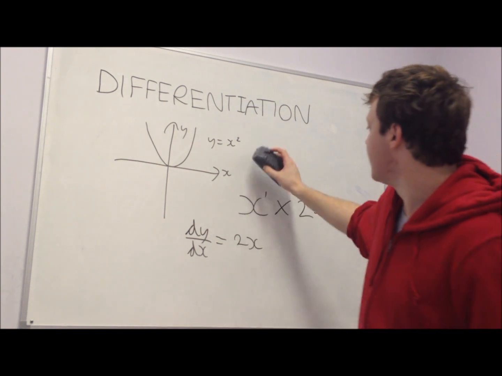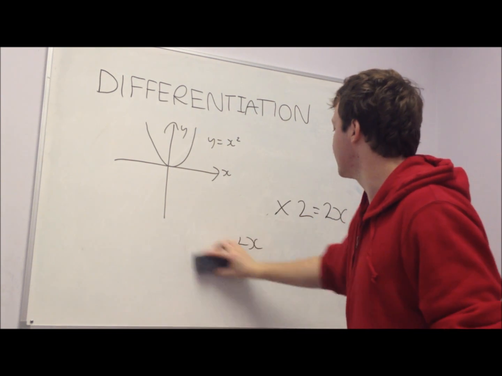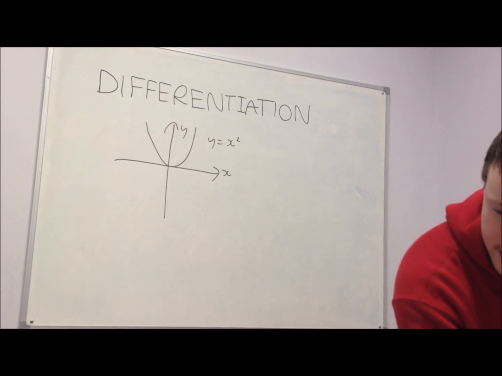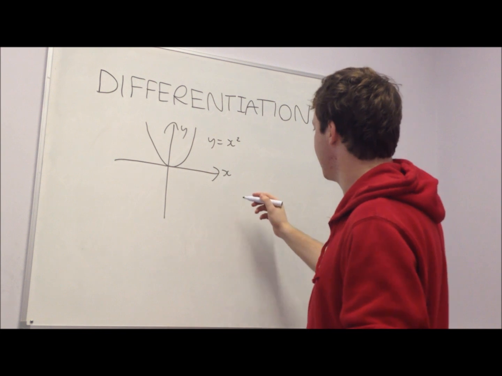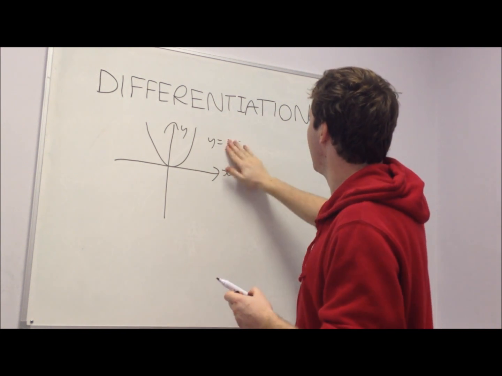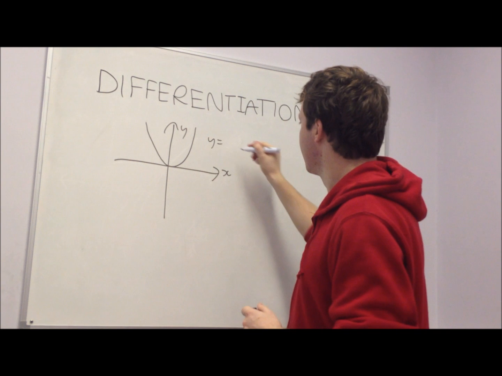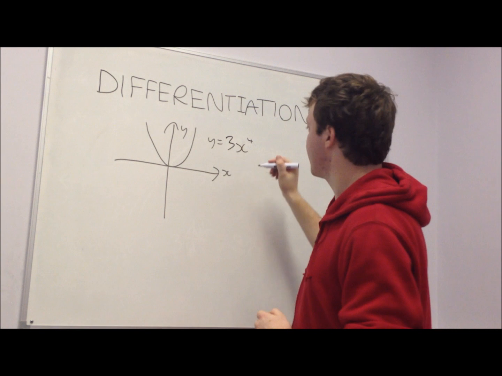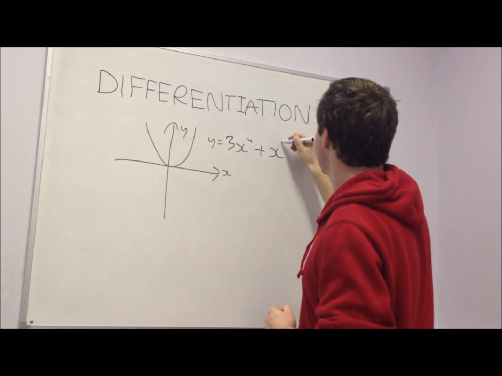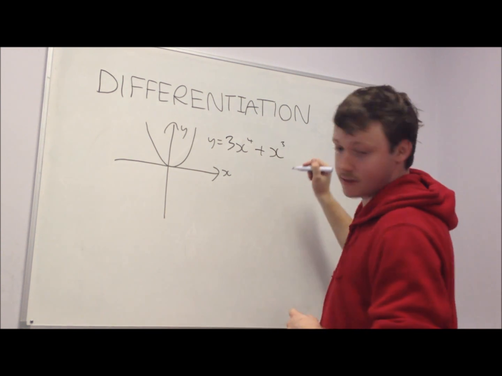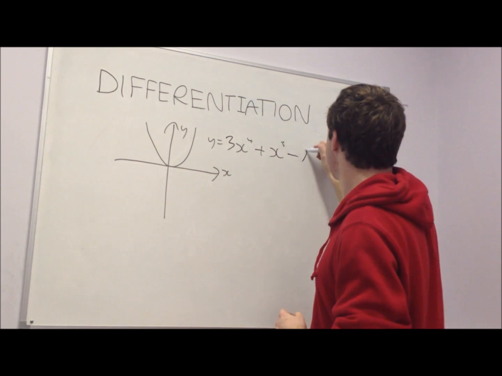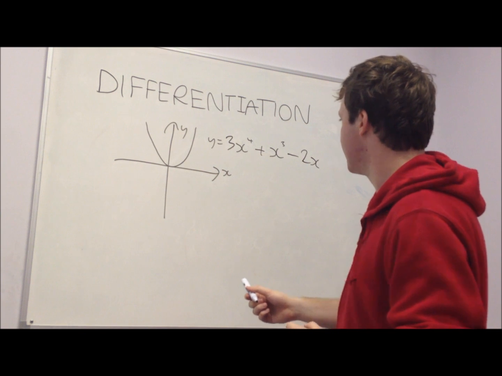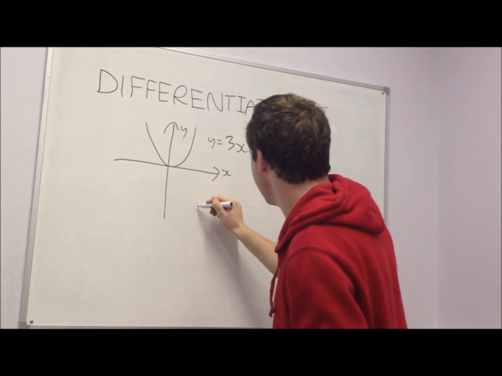Polynomials can be differentiated in a similar way to single terms in x, and this is done as follows. Take the equation y equals 3x to the 4 plus x cubed plus minus 2x. If we jot these terms down below like we did before with the single x term, we can go through step by step.